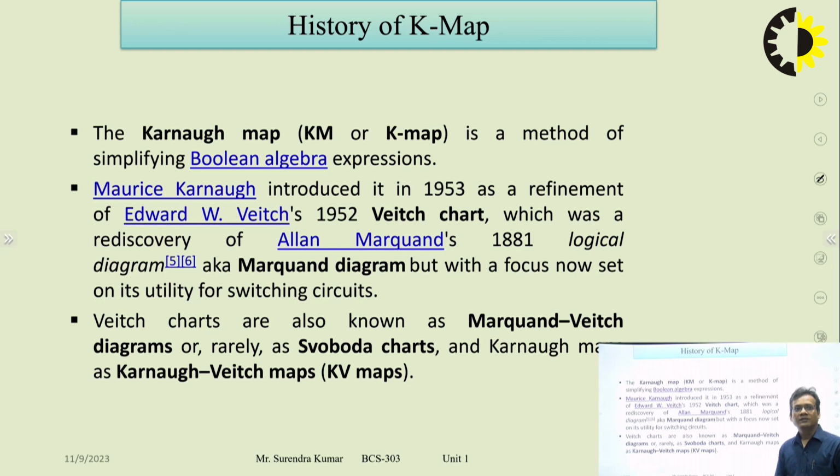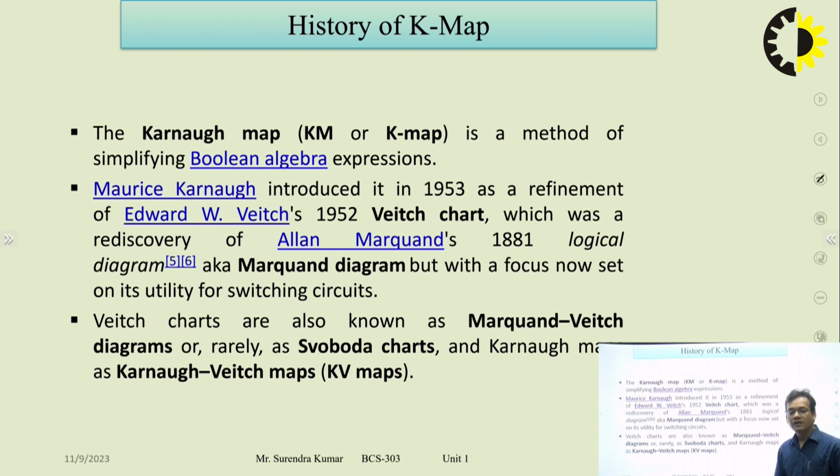The Marquand diagram focused on its utility for switching circuits. The Veitch chart is also known as the Marquand-Veitch diagram, or rarely the Svoboda chart, and the Karnaugh map as the Karnaugh-Veitch map. So these are different names of the Karnaugh map and where this map was developed from.